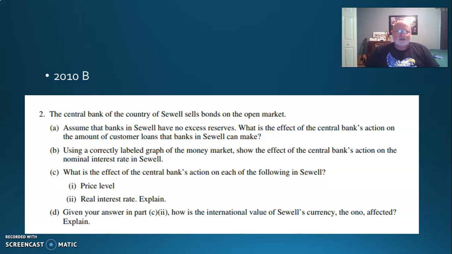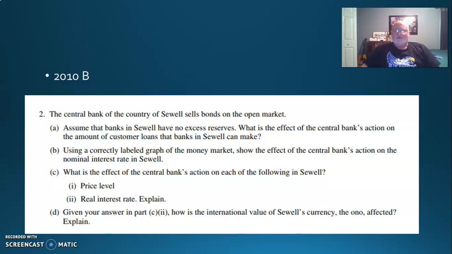Nobody's holding cash. Nobody's sticking money under their mattress. Nobody's putting it in their pocket to carry around. What is the effect of the central bank's action on the amount of consumer loans that the banks can make? And this is actually really not a very complicated question.